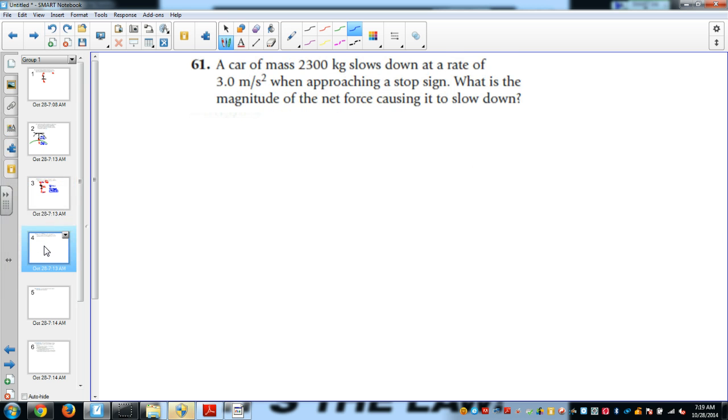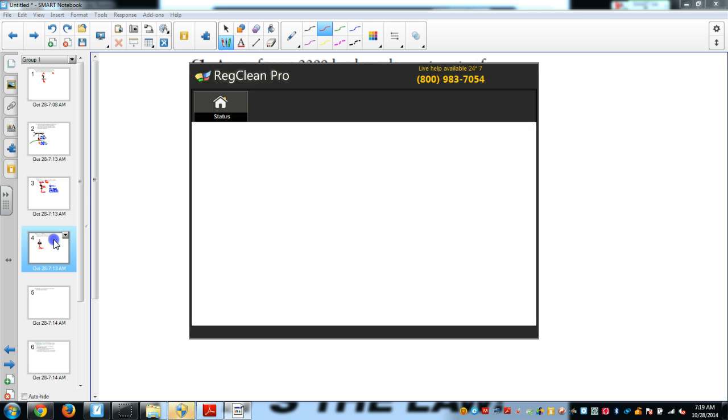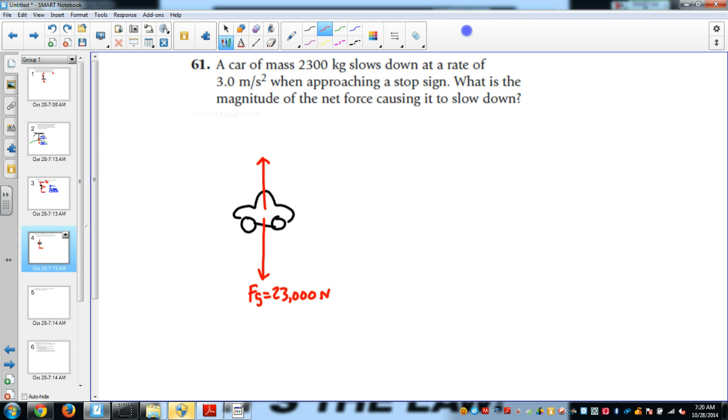The fourth question we have in our set is number 61. There's a car of mass 2,300 kilograms. So this thing has a weight of 2,300 times 9.8. And that equals 22,540, or 23,000. Again, I'm assuming it's probably on level ground. So the normal force comes out to be the same thing.